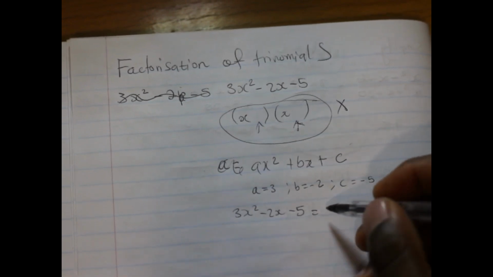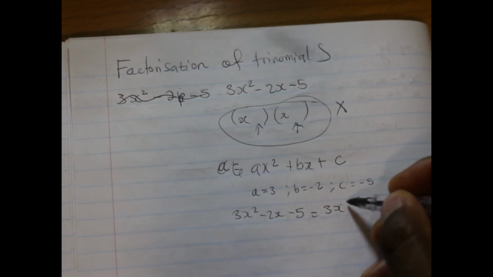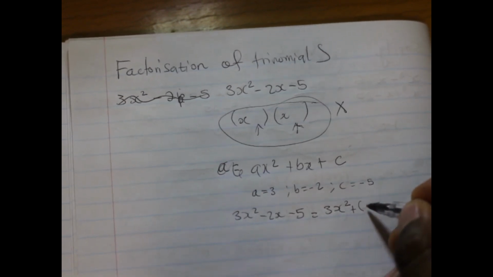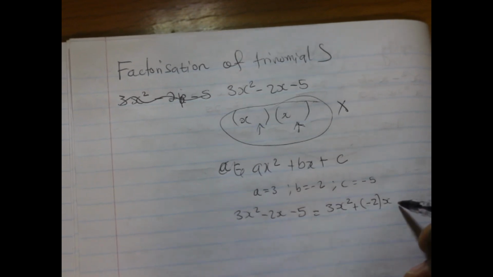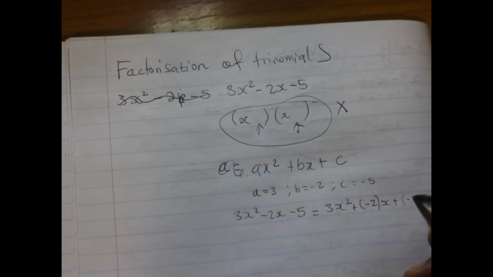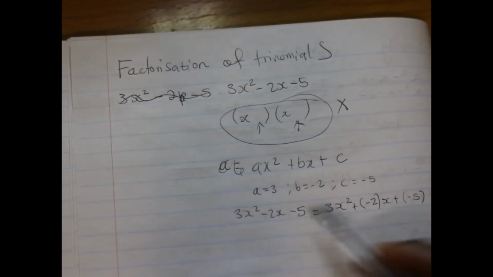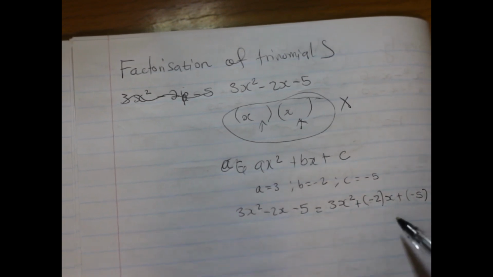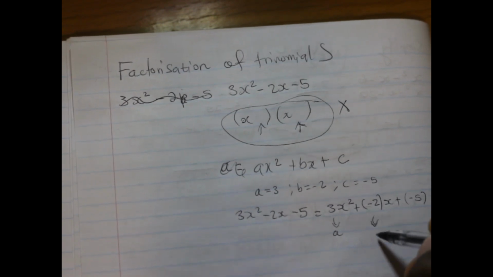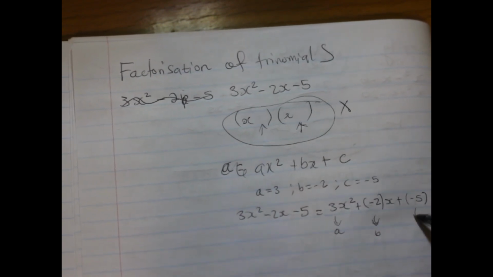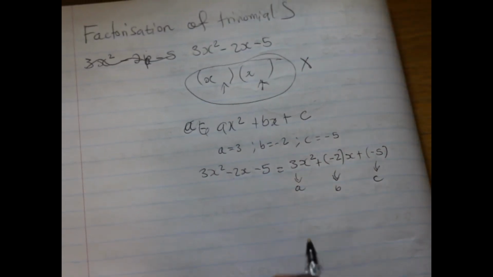So what you can do is rewrite the whole thing, especially with the minus signs. This is still 3x squared plus minus 2, x, plus minus 5. Plus and minus gives you that minus over there, and plus and minus again gives you that minus over there. Now it becomes quite clear that this is our A, that is our B, and that is our C. I hope it's clear there.